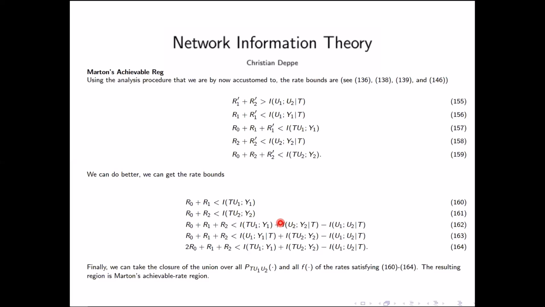So that means Marton showed that we can take the closure of the union over all P_T U1 U2, which we can choose beforehand, and all functions which we can choose, of the rates satisfying these equations here. And the resulting region is the Marton achievable rate region. And this is the best region known today. For some special channels, it's already shown that there are special cases with other points which are better than Marton.